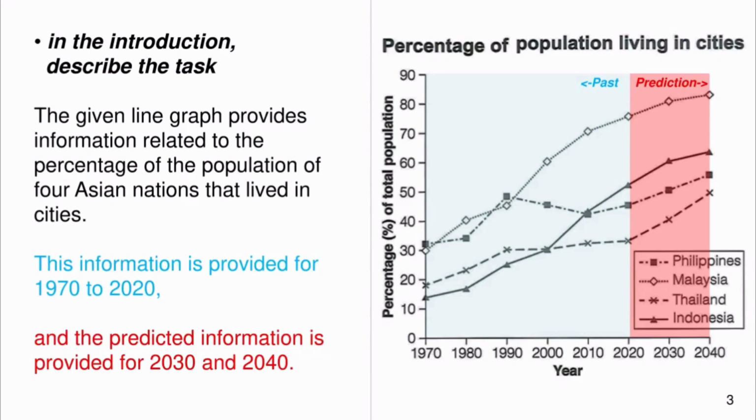Now in the introduction, describe the task. The given line graph provides information related to the percentage of the population of 4 Asian nations that lived in cities. This information is provided for 1970 to 2020. And the predicted information is provided for 2030 and 2040.